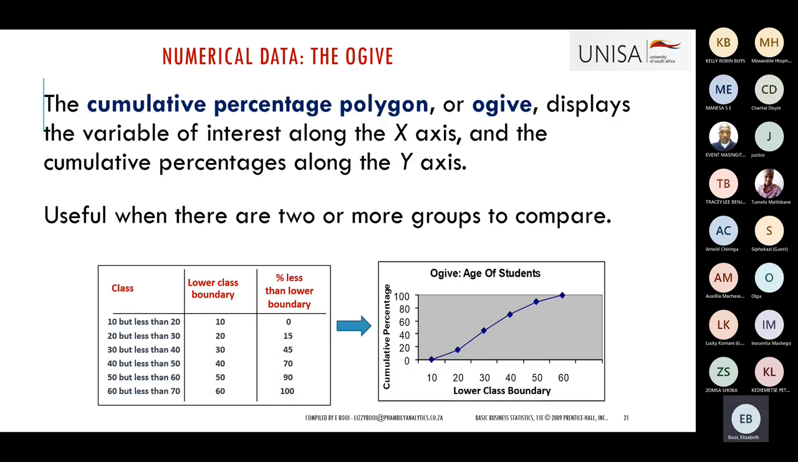An ogive, or what we call a cumulative percentage polygon. Here we use the lower class boundary value. So you go and you look at the lower class boundary. Because it's cumulative, at the beginning it will start at 0 because all the values don't start at 10. So there will be 0. But then we move on and look at the percentage as per each class boundary. And you plot your data of those percentages. And that is just your ogive or cumulative frequency polygon.